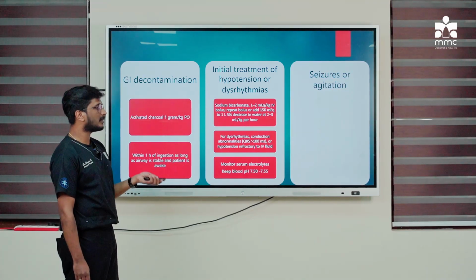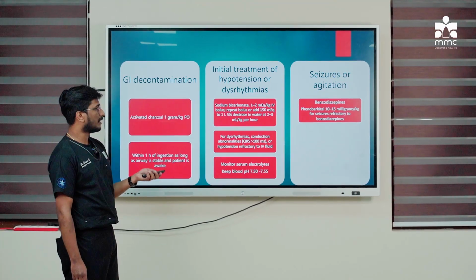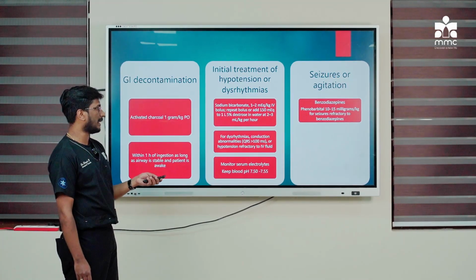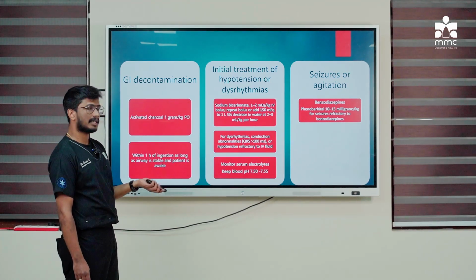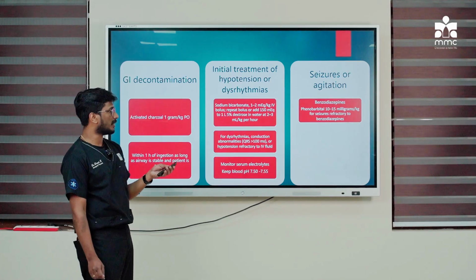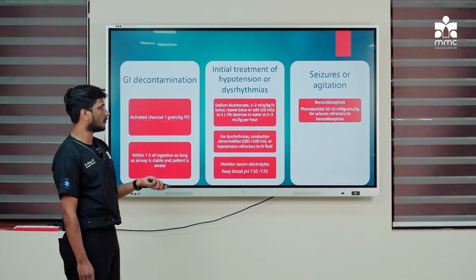If the patient develops seizure or agitation, we can give benzodiazepine. Also we can give phenobarbital 10 to 15 milligram per kg if the seizure is refractory to benzodiazepines. And we have to avoid phenytoin, because it is a sodium channel blocker. It will exacerbate the symptoms of cyclic antidepressant overdose.